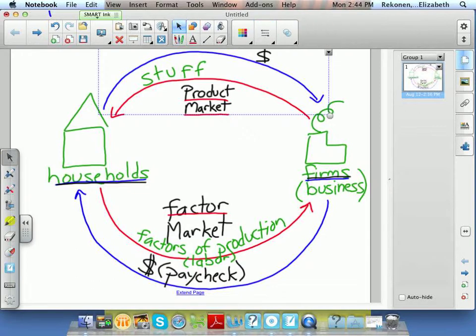That again is a market. We don't often think of that, but when we are going to our jobs, we are providing labor, and in return we get paid for that. Just like when we go to the store in the product market, we give them money, they give us stuff. It's always an exchange. In a perfect market economy, this is the way that it works. The money goes around and around, back and forth between the households and the firms.